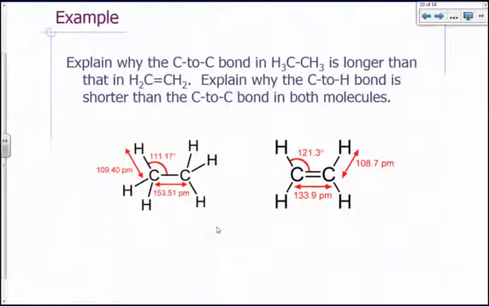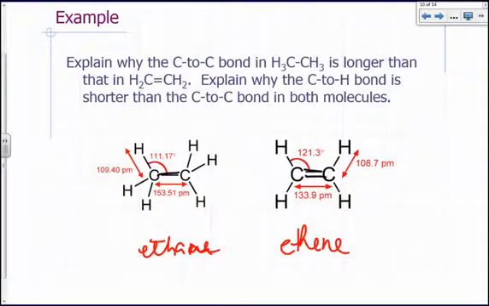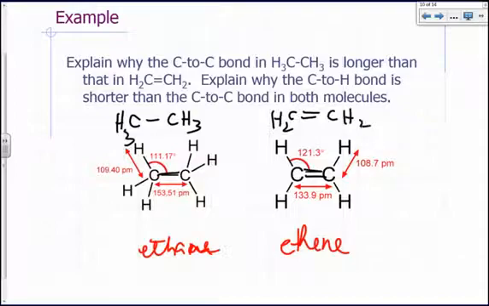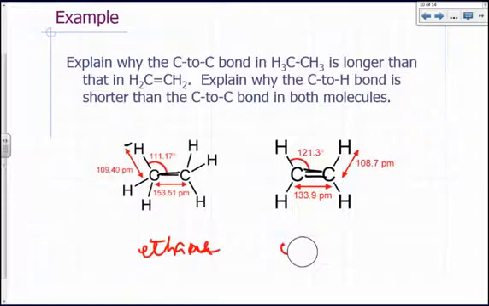So here's an example. Let's compare C2H6, this is ethane right here, and this is ethylene or ethene. The difference between these two is that this is a single bond here and this is a double bond. So this is CH3, single bond, CH3, and this is CH2, double bond, CH2. Okay? So how do we explain the differences in the bond lengths here?